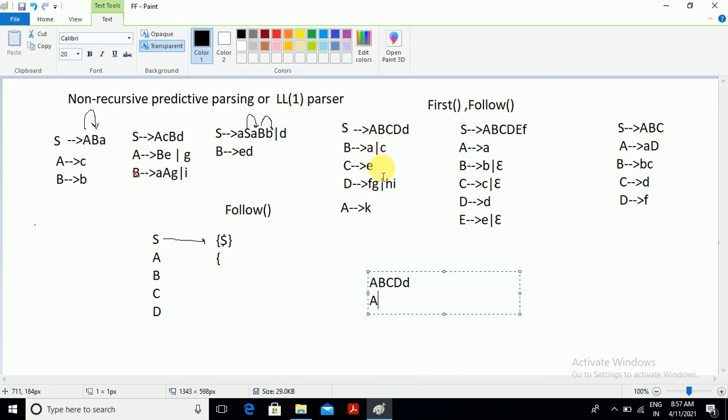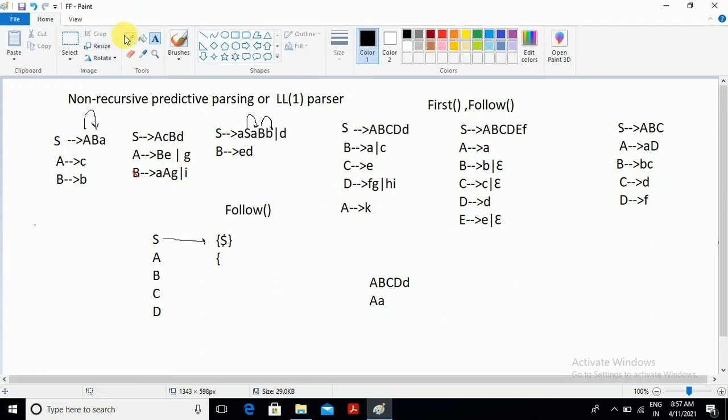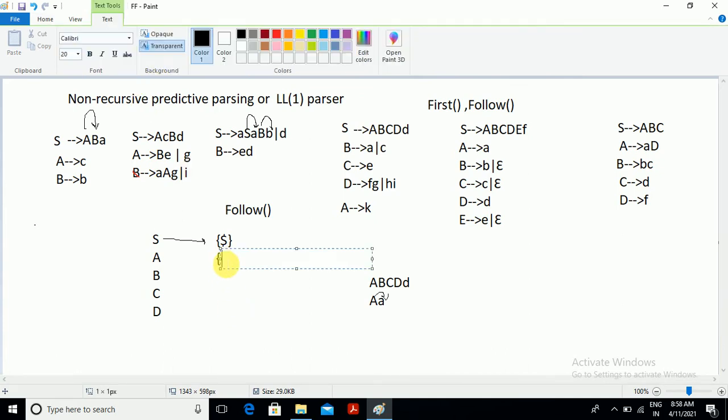Now replace B by its productions. How many productions are there for B? There are 2 productions. Replace small a first. When you replace B by the small a production, then the follow of A will become small a. So the B productions are a and b. After I replace the first production, A is followed by small a, so the first follow of A will become small a.